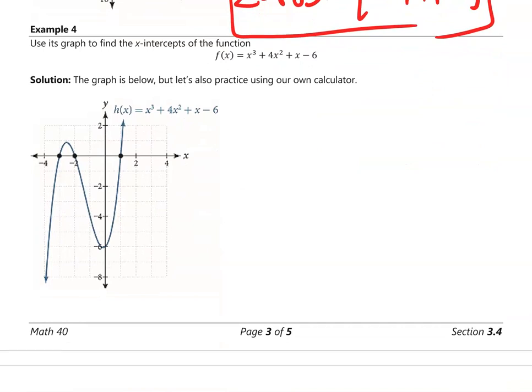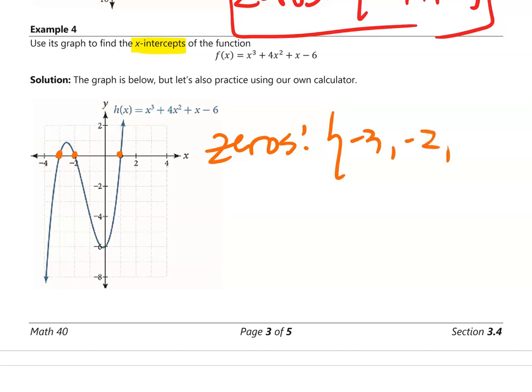Next, example number 4. Use its graph to find the x-intercepts of the given function f of x equal to x cubed plus 4x squared plus x minus 6. So that's the easiest because you already have the graph, and all you have to do is look at the x-intercepts, the points on the x-axis. So this point, and this point. What are those x values? Meaning those are the zeros. So you have here negative 3, negative 2, and this point is 1. So these are the zeros.